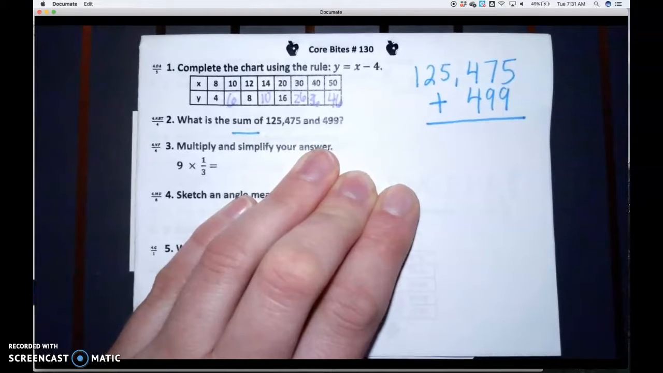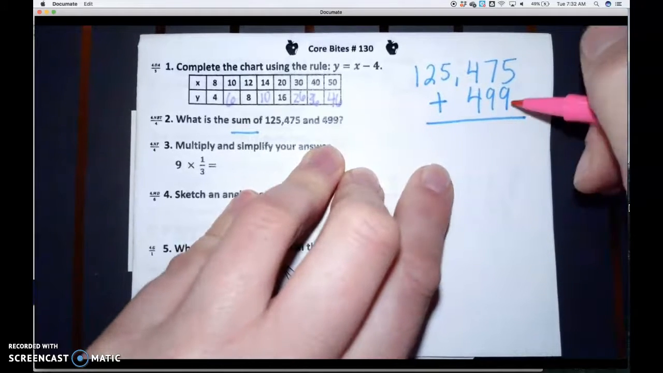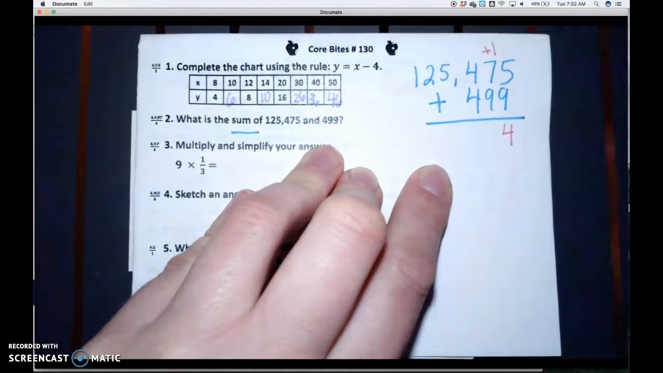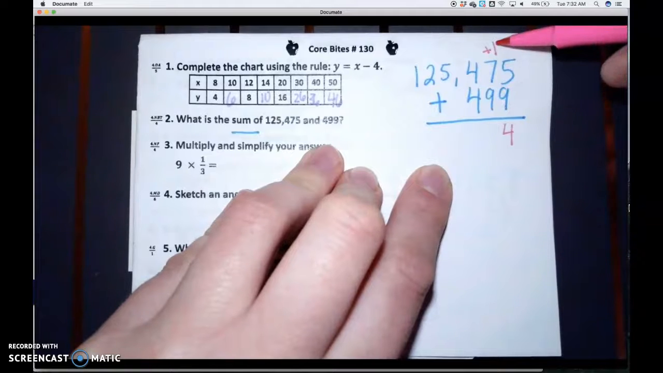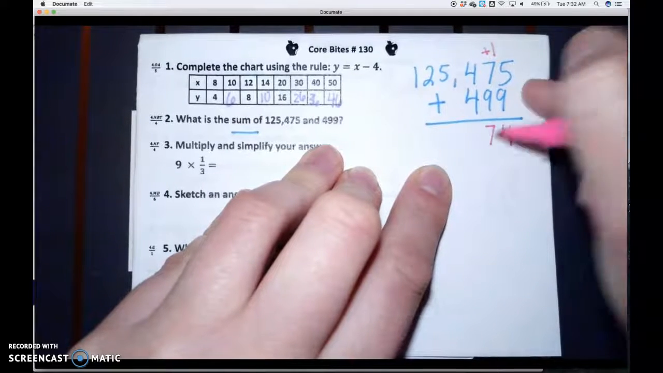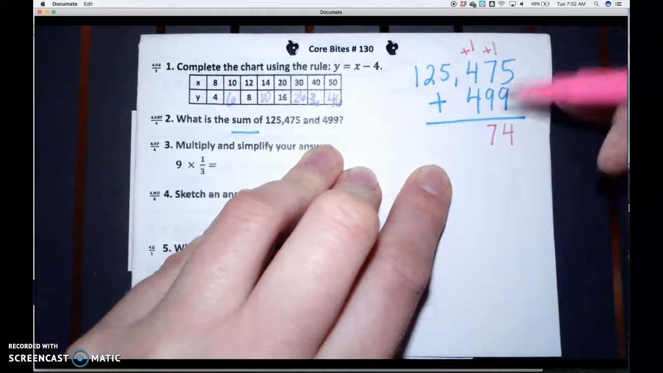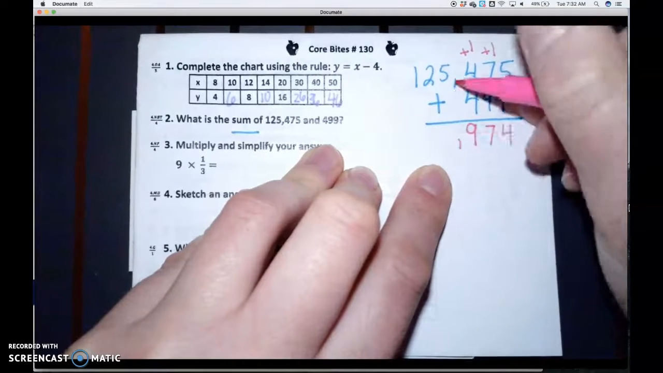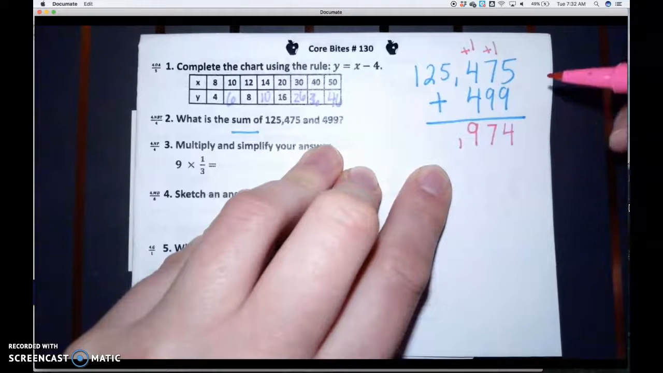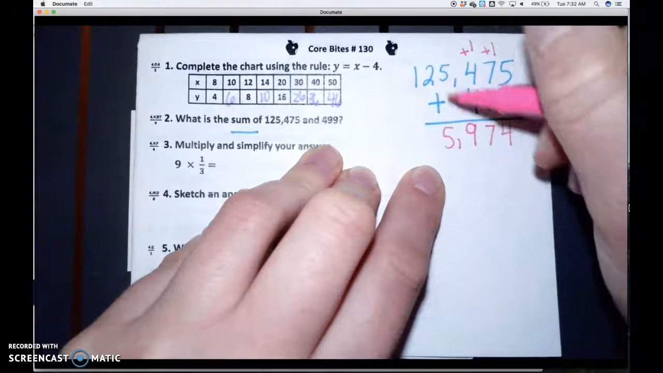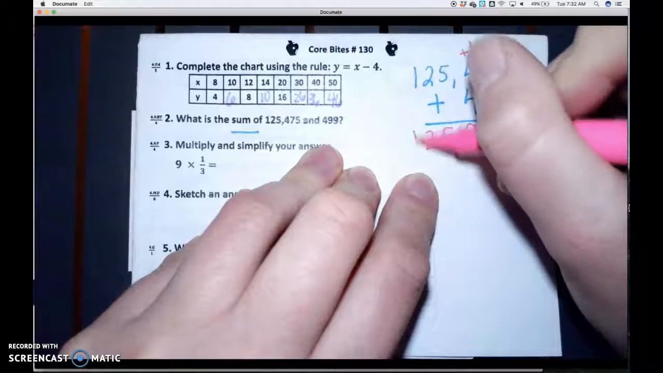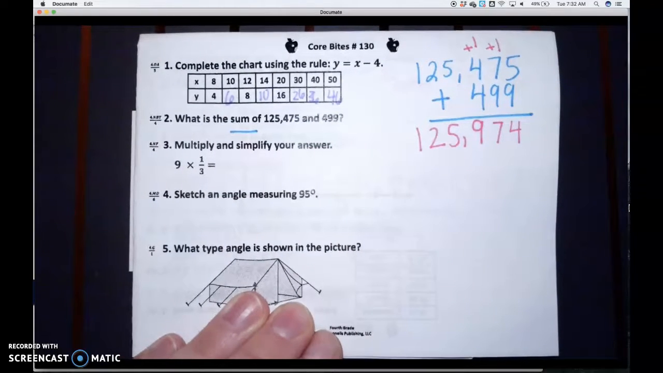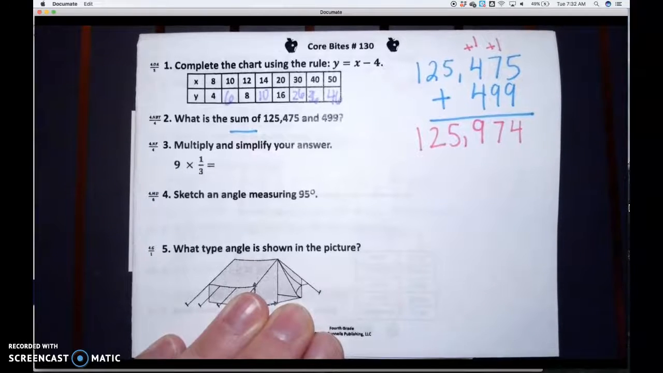So 9 plus 5 is going to give you 14. You're going to regroup, carry over that 1 for that 10. Then you have 9 plus 1 is 10, plus 7 gives you 17. You're going to regroup that one. 4 plus 4 is 8, plus 1 is 9. Put your comma, bring that down for your place value, for the period value there. And then 5 plus 0 is 5. 2 plus 0 is 2. 1 plus 0 is 1. So your answer is going to be 125,974.